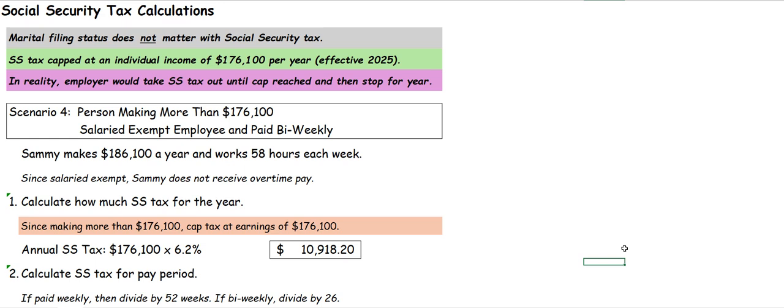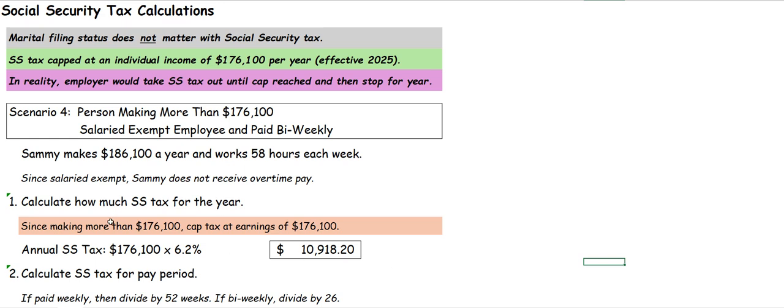Scenario 4, person making more than $176,100 per year. Salaried exempt, paid biweekly. Sammy makes $186,100 a year and works 58 hours each week. Since salaried exempt, Sammy does not receive overtime pay, so we're going to calculate how much Social Security tax for the year.